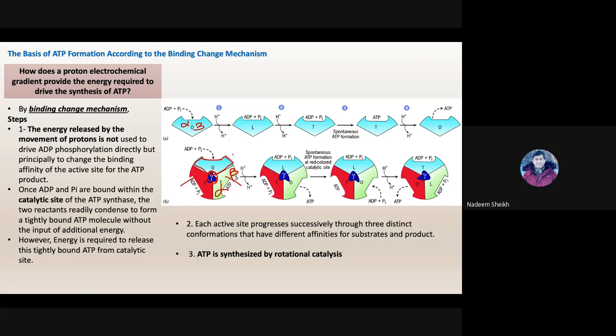We have seen that the protons are going to pass through this F1 particle and then phosphorylation is going to take place. This happens by a mechanism which is called the binding change mechanism.